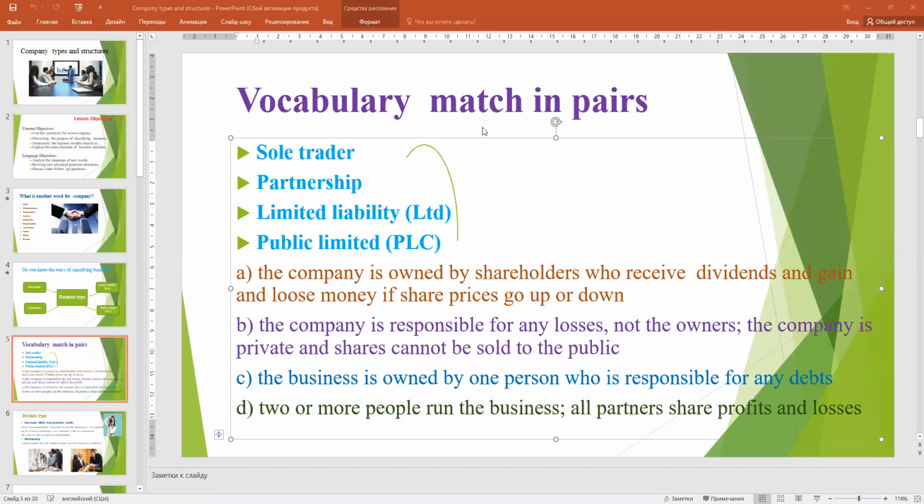So are you ready, dear students? Can you find the definition of the sole trader? What is the definition of the sole trader? And what about the partnership, limited liability, and public limited?